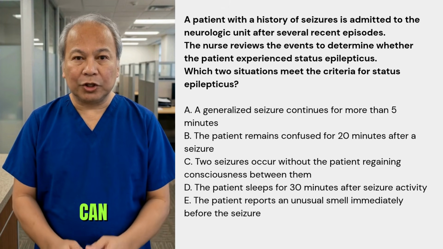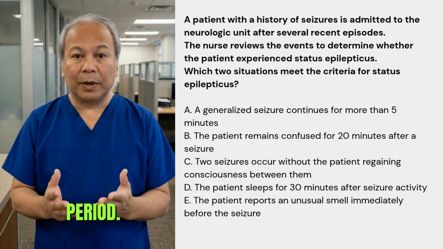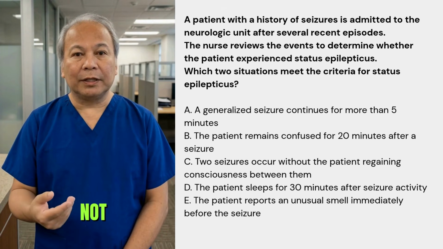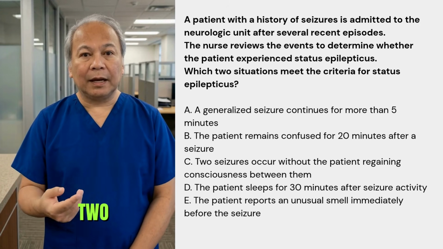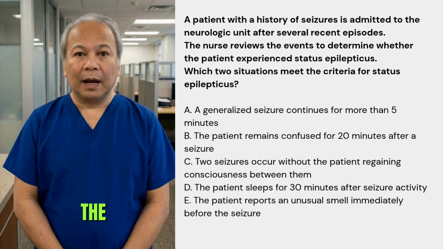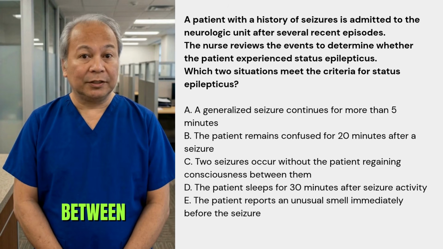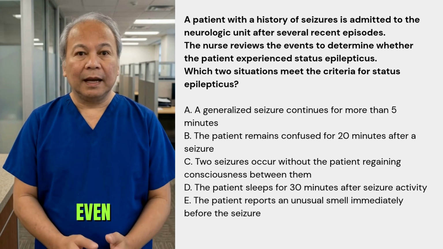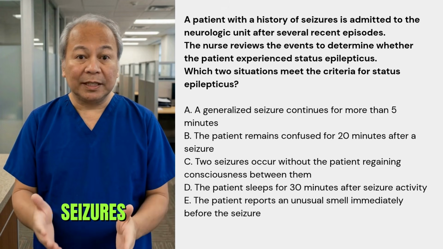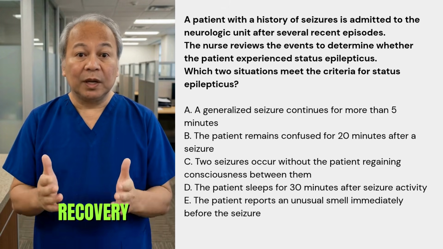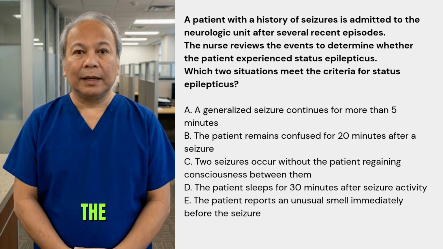B. The patient remains confused for 20 minutes after a seizure. Incorrect. Confusion can occur during the postictal period. That alone does not mean the patient is in status epilepticus. C. Two seizures occur without the patient regaining consciousness between them. Correct. Even if each seizure is relatively short, repeated seizures without neurologic recovery between episodes meet the criteria.